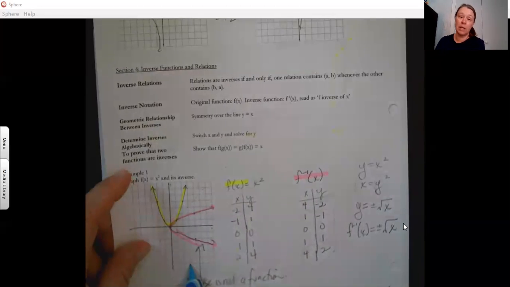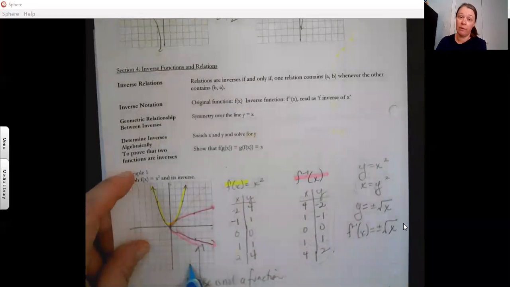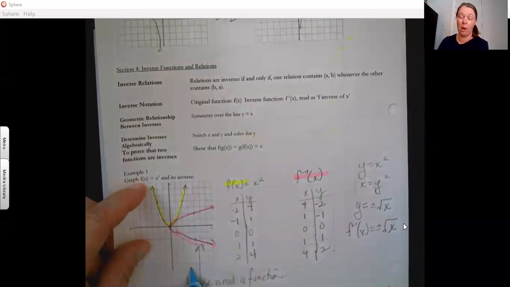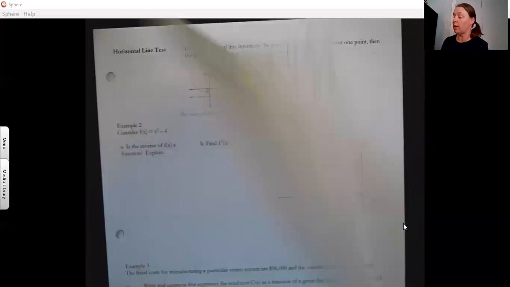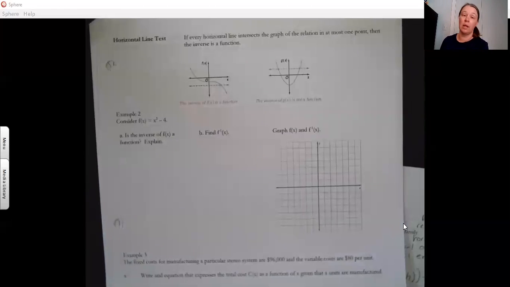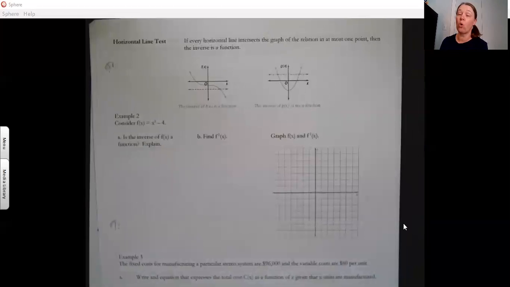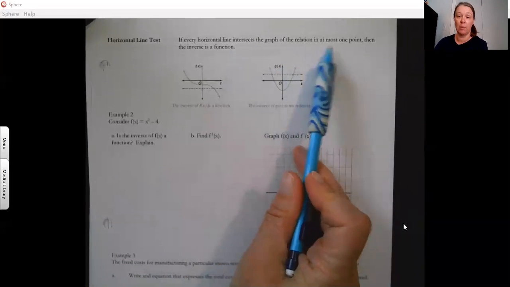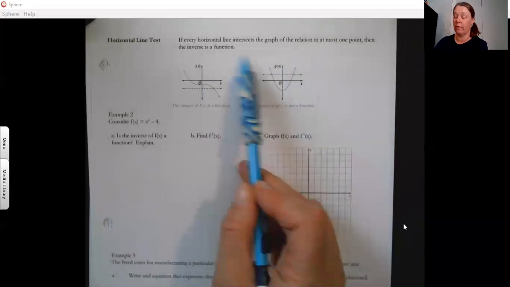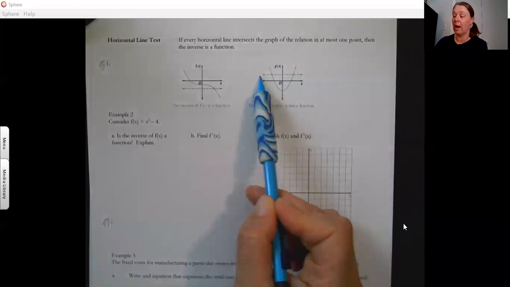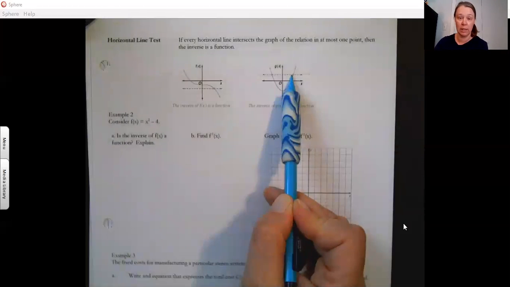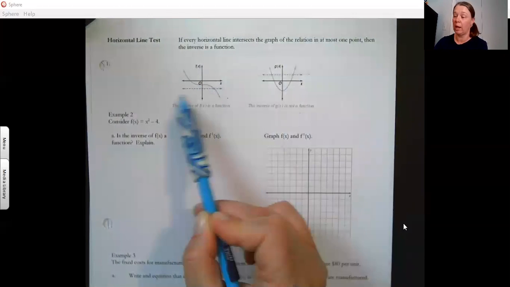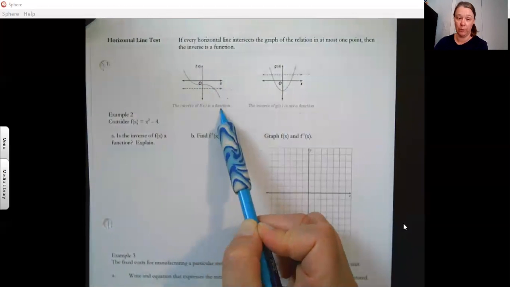So if I want to be able to tell if the inverse of something is a function, instead of applying the vertical line test after I've actually graphed the inverse, I can look at the original function and apply a horizontal line test. If every horizontal line intersects the graph of the relationship in at most one point, then the inverse is a function. So you see here in this parabola how a horizontal line could hit in 2 points. That means this inverse is not a function. Whereas with this cubic, it would only hit 1, so the inverse is a function.